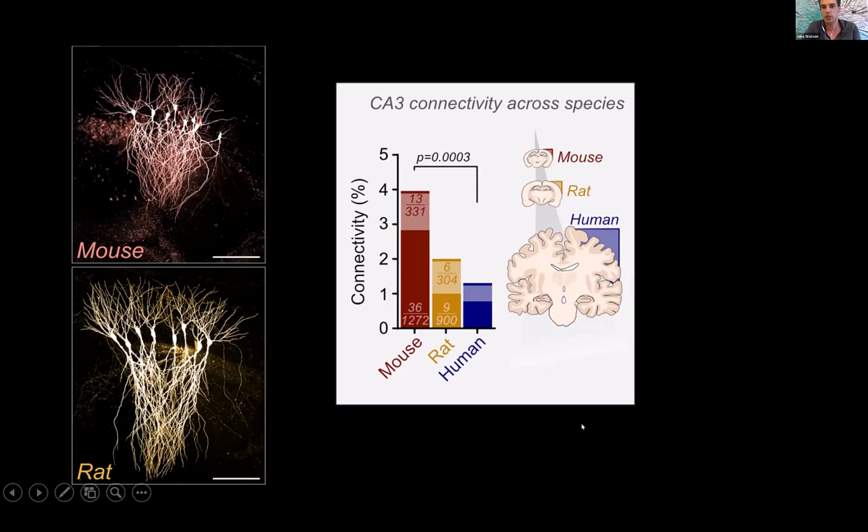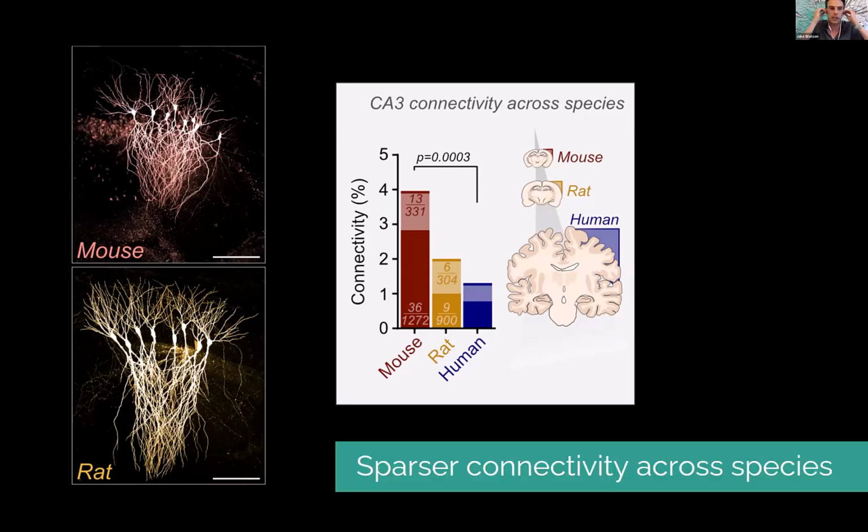And so this is actually quite interesting that we see this sparsification of connectivity, because in the neocortex, you see totally the opposite. In the human brain, people report much higher connectivity between neurons, lots of dense synapses between the cells, and they say, oh, look, this is why the humans are smart. You know, they've got loads more synapses, lots more connectivity. But here in CA3, we see the opposite.